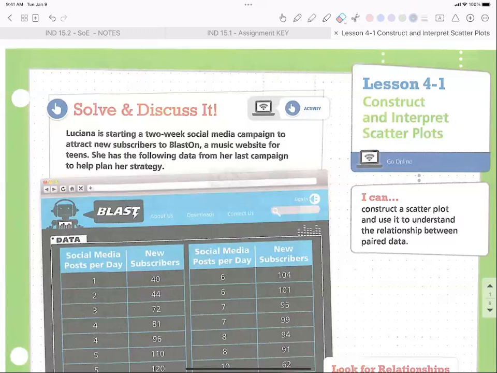Olivia? Good. Number of entries. So number of entries. Okay. Now we have to decide how to scale it.